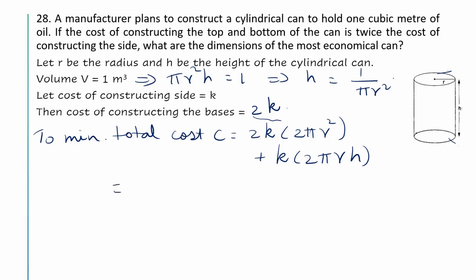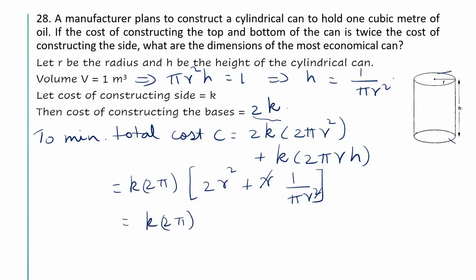So this is equal to k into 2 pi, which is common, we can take it outside, 2r square plus r into h, where h is 1 by pi r square. So this is equal to k into 2 pi into 2r square plus 1 by pi r. Let me continue.